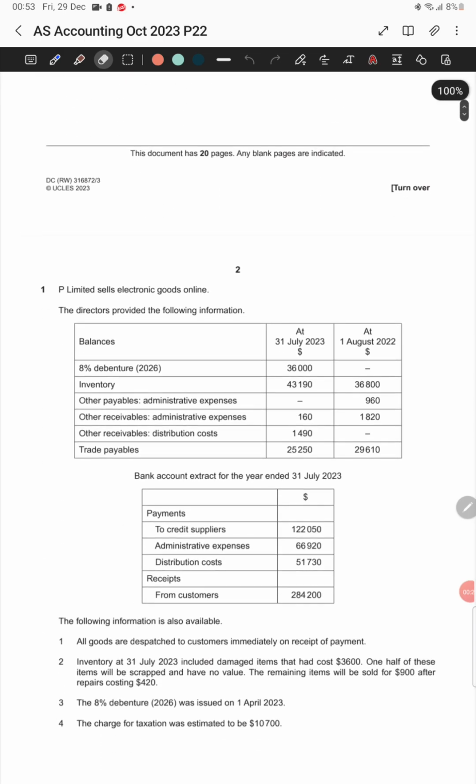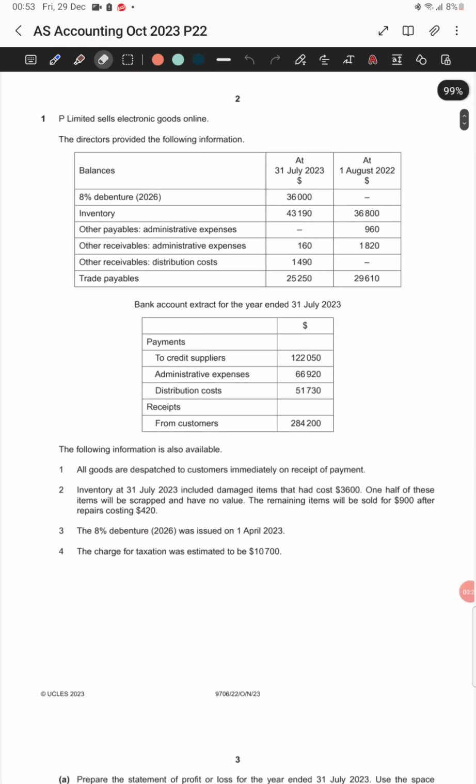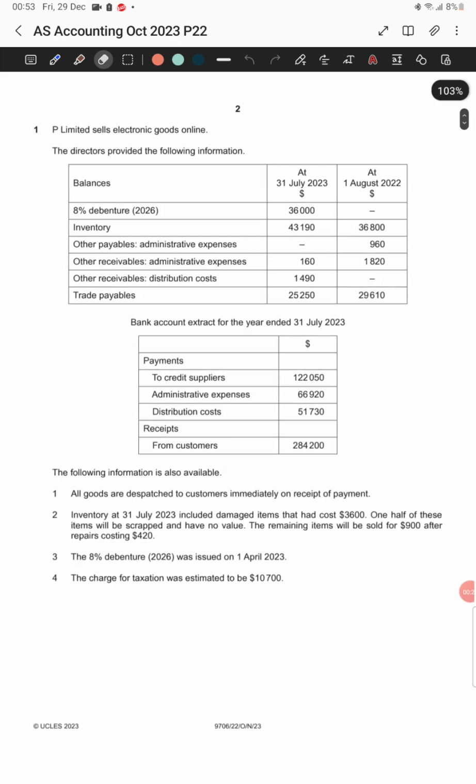And today we are solving question number 1. P Limited sells electronic goods online. The director provided the following information: balance beginning 8% 2026. This is beginning data, and this is ending data.